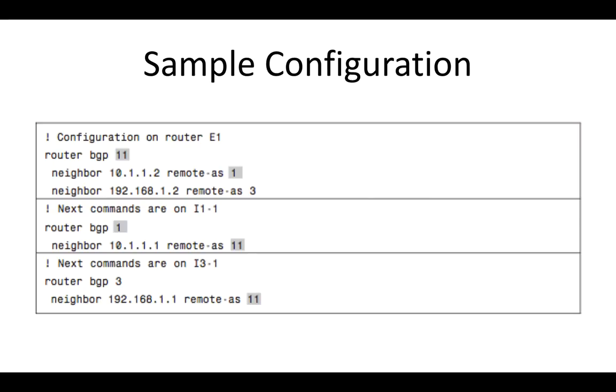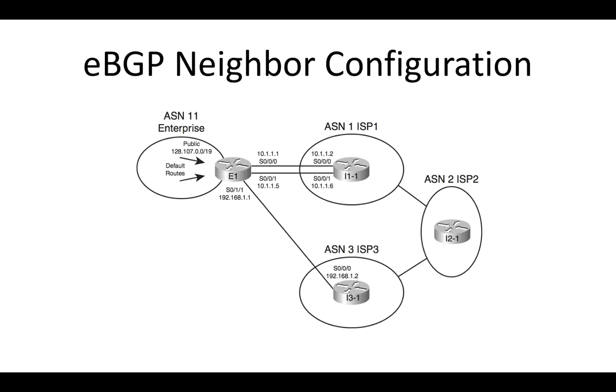On the ISP, same type of thing there. They're going to say they are router BGP 1, so that's signifying autonomous system number 1. They tell it who their neighbor is, so 10.1.1.1. Well, if we look back again, 10.1.1.1, that's just the other side of that serial link, and that is our interface on the enterprise.